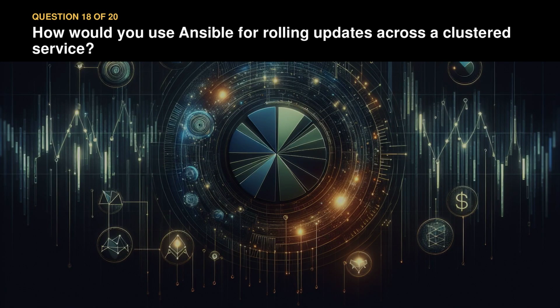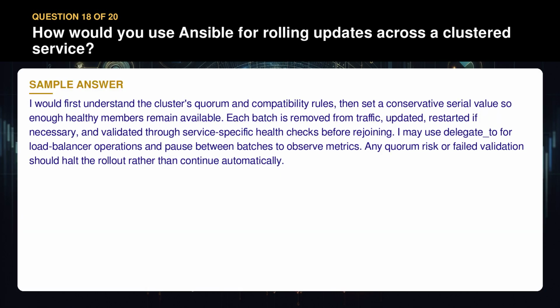Question 18. How would you use Ansible for rolling updates across a clustered service? I would first understand the cluster's quorum and compatibility rules, then set a conservative serial value so enough healthy members remain available. Each batch is removed from traffic, updated, restarted if necessary, and validated through service-specific health checks before rejoining. I may use delegate_to for load balancer operations and pause between batches to observe metrics. Any quorum risk or failed validation should halt the rollout rather than continue automatically.